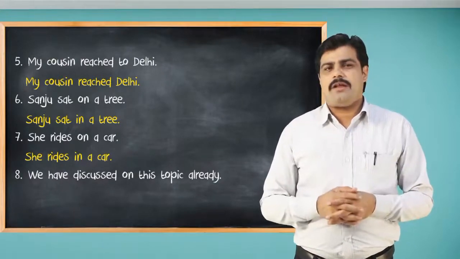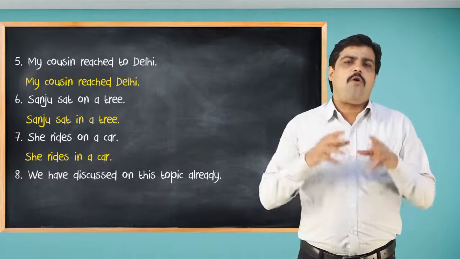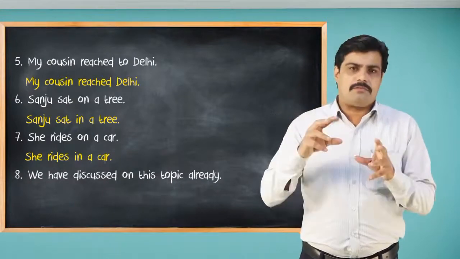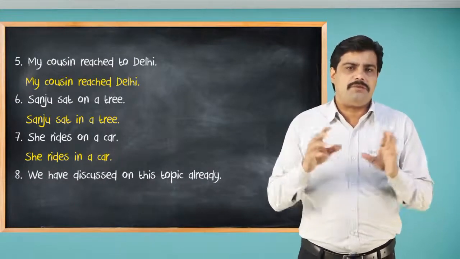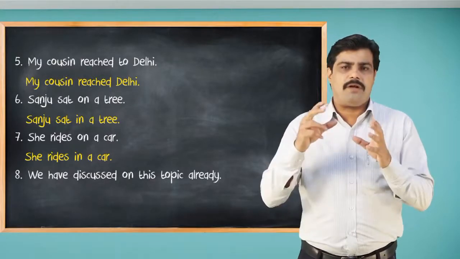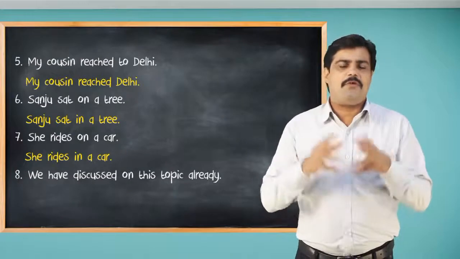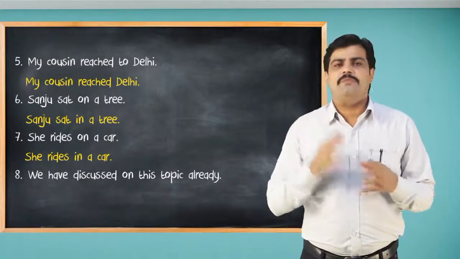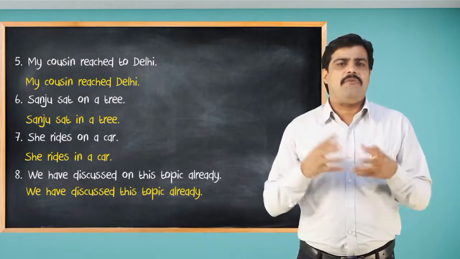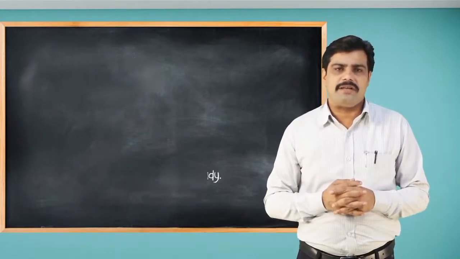Let's take the another one. We have discussed on this topic already. Now in this sentence, no preposition is required. The verb discuss means talk about. So we need not apply the preposition on. Say the sentence, we have discussed this topic already.